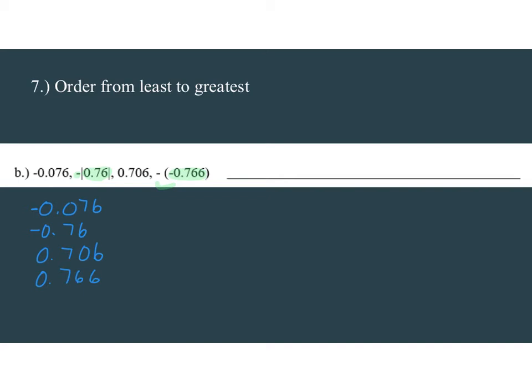Okay, so the next thing we need to do is make sure we have the same amount of digits behind every number. So we need 3 digits. The only one that I need to add something to is this one, and it's going to be a 0.